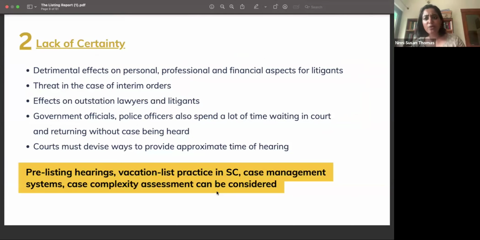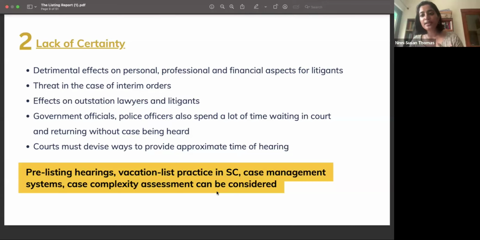Like I said, there are many detrimental effects. Financial stress that is caused, lack of predictability, and threat in the case of, let's say, an interim order that is about to run out on a day, and there's a demolition that is ordered to be stayed only till a particular day. And there is so much uncertainty over whether your case will be taken up that day, because there's just so much workload the judge already has.